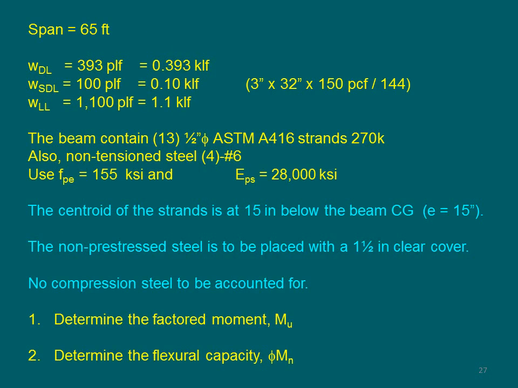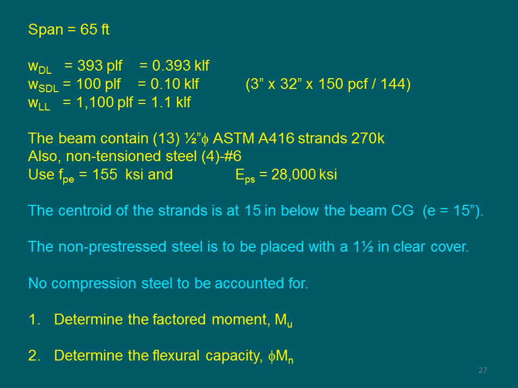I have the same information when it comes to loading. Same dead load, same superimposed dead load, same live load. Same number of strands, which is going to be 13 half-inch ASTM A416 strands. Same fpe, which means the same prestress that we're going to be using. The Eps, which is the modulus of elasticity for the strands, is given as 28,000 ksi. You need to note that usually it is 29,000 ksi for other reinforcing, but for this strand it is going to be taken as 28,000 ksi.